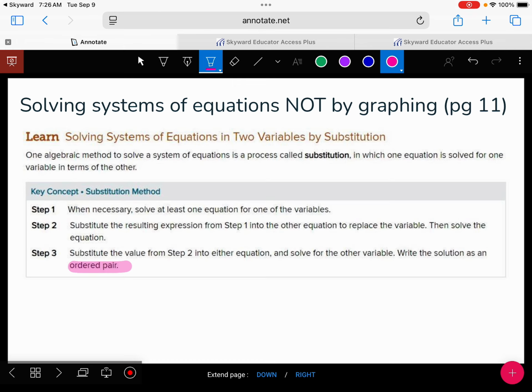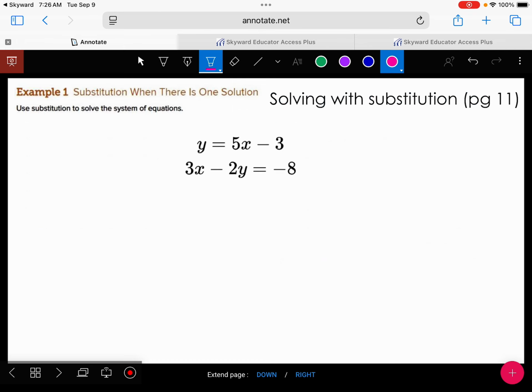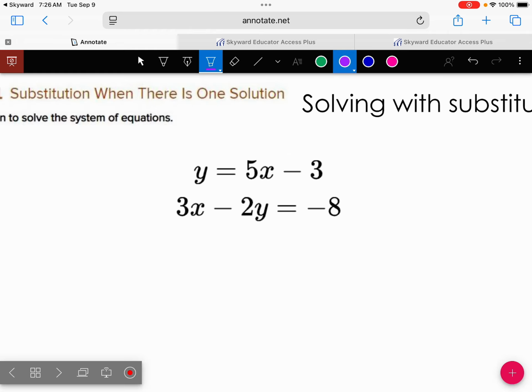So we're going to look at example 1 here on how to do this. We're going to use substitution to solve this. So we're going to be given two equations, just like we were when we started graphing these. But one of these is already set to be a y equals. So we know that y is actually going to equal 5x plus 3.